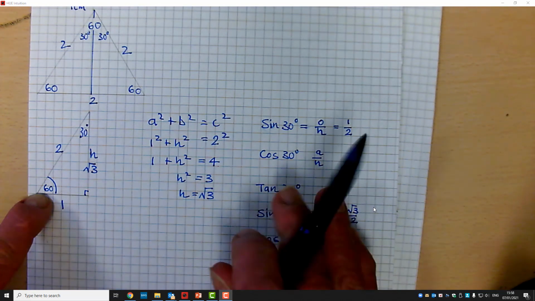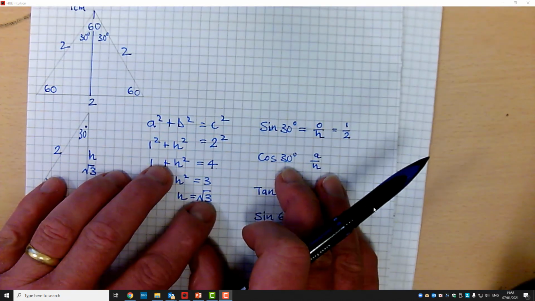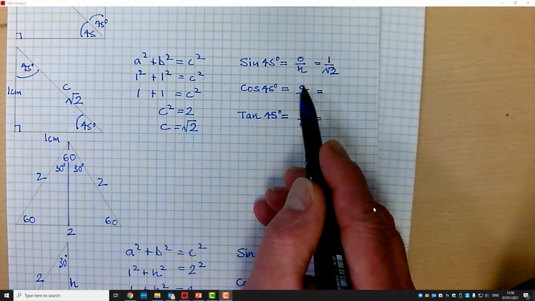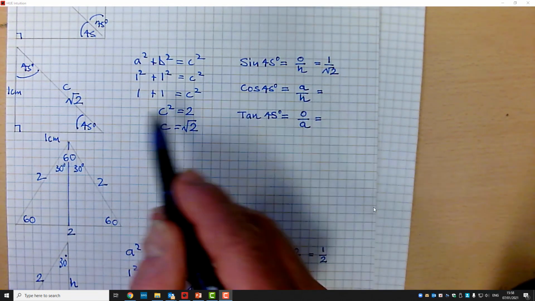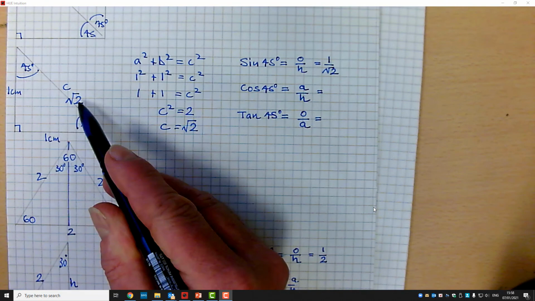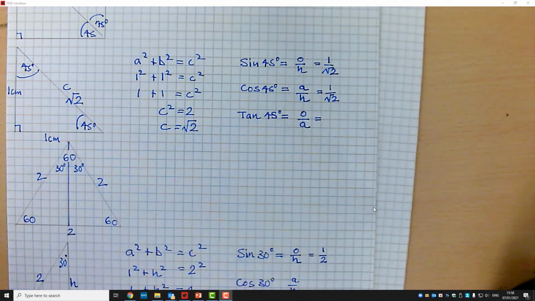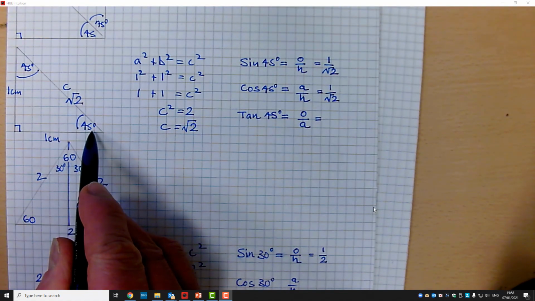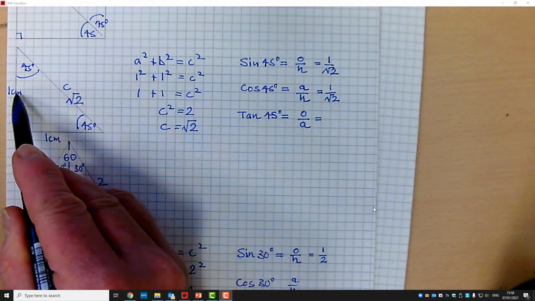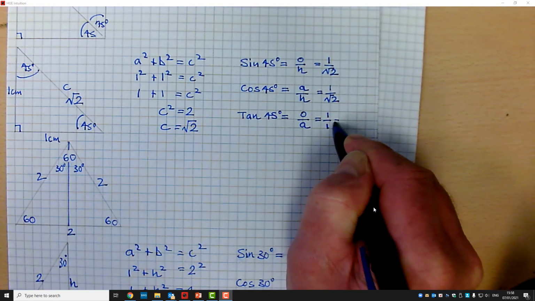Okay, hopefully you've worked out the answers yourself. But this is how we're going to do it. I'm just going to check the answers we've got. So the cos of 45 is the adjacent over hypotenuse. So if that's 45, what's the adjacent? 1. What's the hypotenuse? Square root of 2. So it's 1 over the square root of 2. If that is 45, the tan of 45 is the opposite divided by the adjacent. The opposite is 1 and the adjacent is 1. So it's 1 over 1, which is 1.